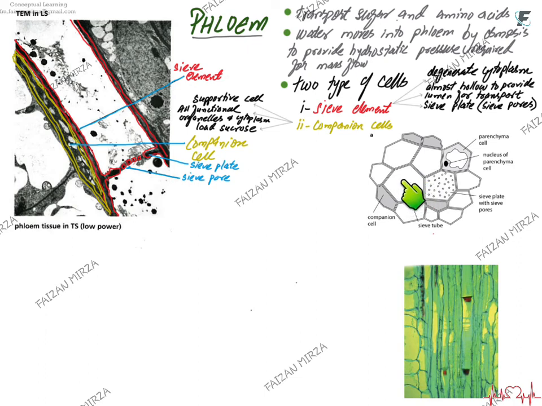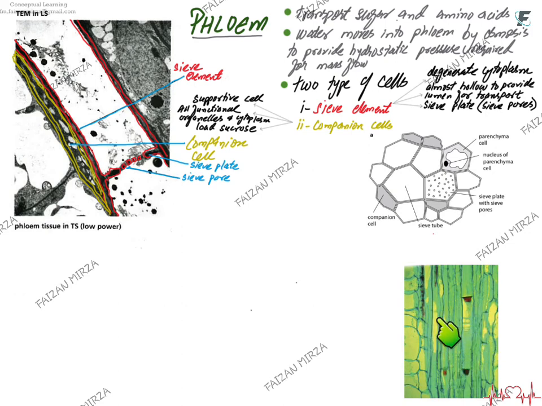This is the cut section showing you the cross section of the phloem and the sieve pore. This is the sieve plate. So you can see the sieve elements, and this is the sieve plate, and this is the parenchyma cell, and these are the sieve pores, the plasmodesmata. If you cut through this part along its width, this is how you will see it.